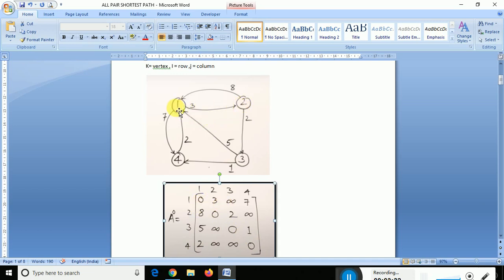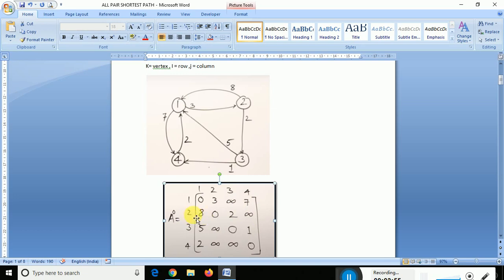So now 1 to 2, what is there? 1 to 2, just check. 1 to 2 is 3. So I have given here 3. 1 to 3, sorry, 1 to 3 arrow mark is not there. So 1 to 3 is not there, then it is infinity. Now next see, 1 to 4. 1 to 4 is what? 7. Here it is 7.